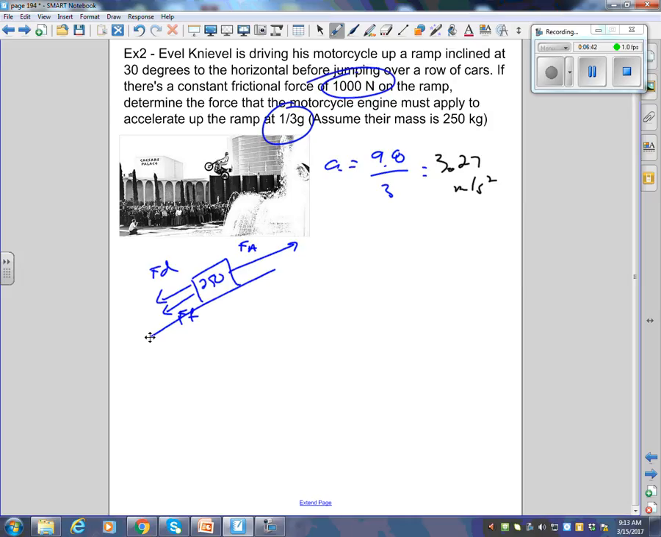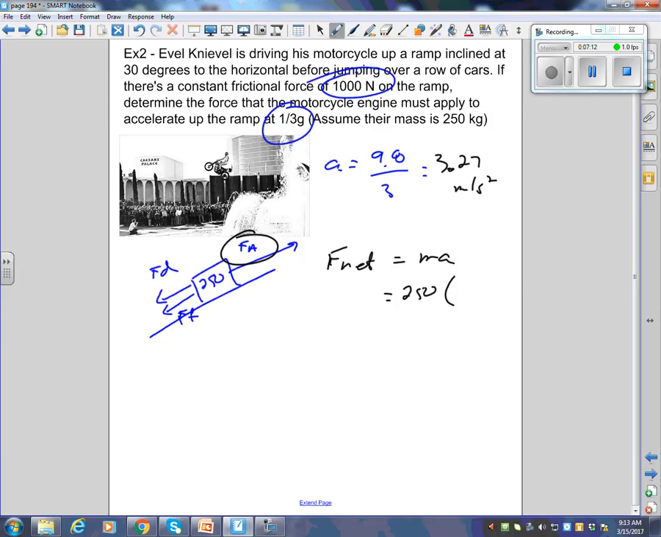Okay, and we are solving for what? Determine the force that the motorcycle engine must apply to accelerate up the ramp. We are solving for the FA. Do we know the F net? Not yet, but we can figure it out because we know the mass and we know the required acceleration, right? So our next step is to say F net is equal to MA, mass of 250 times the acceleration.